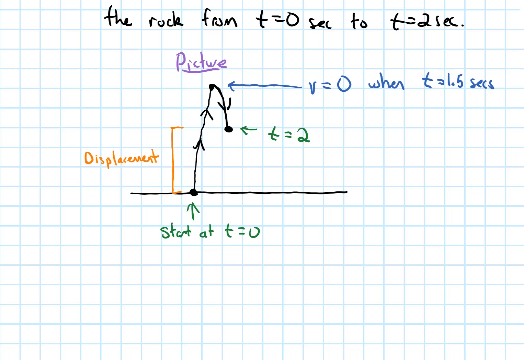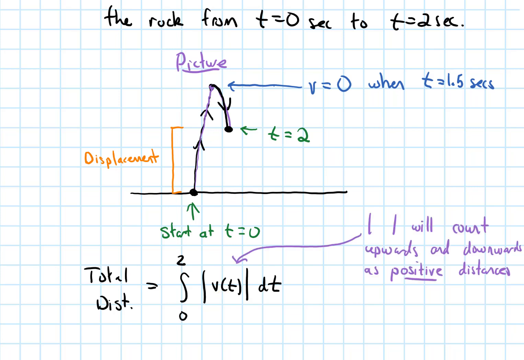But when we talk about the total distance traveled, that needs to consider the way up and the way down as being positive. So how do we figure that out? The total distance, if I want to set it up with an integral, will be the integral over my time interval, but I need to take the absolute value of velocity. And that'll register each of the movements going up and going down as a positive movement. So that absolute value will count the upwards and downwards movements as positive distances.